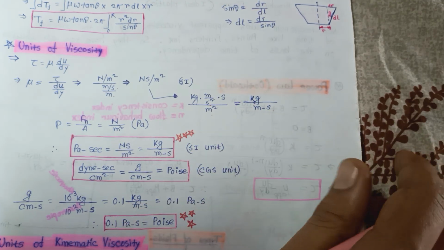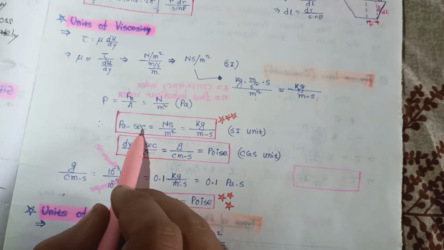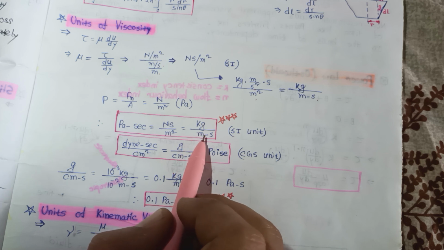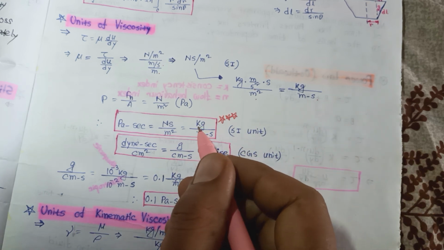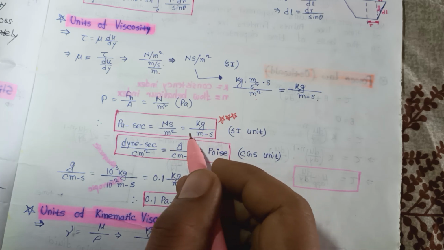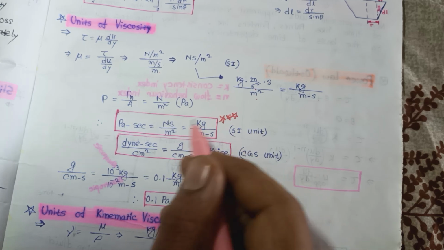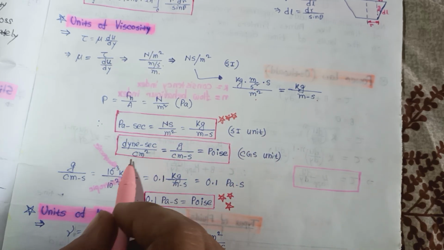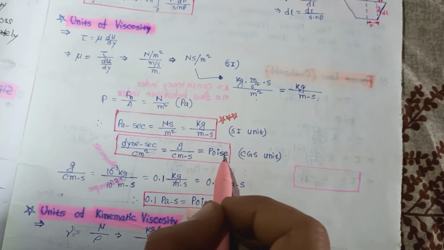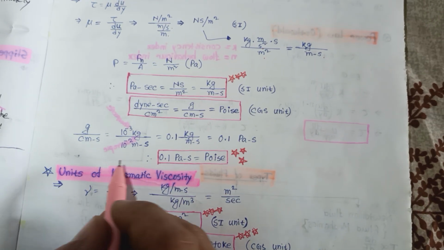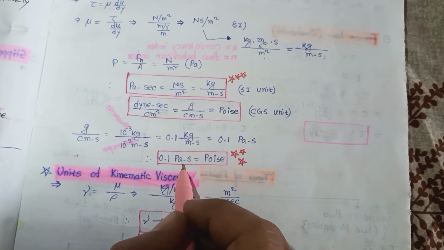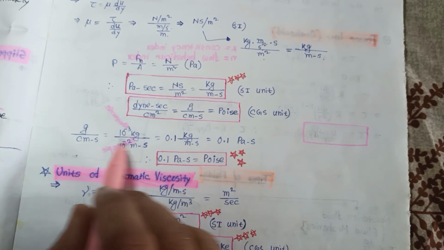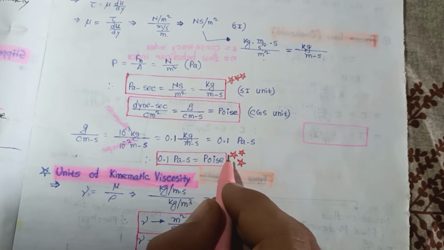This is the SI unit. So you can say Pascal second, or Newton second per meter square, or kg per meter second. This type of question is directly asked in SSC JE exams, and in any easy competitive exam: what is the unit of viscosity? And what is the CGS unit? It is dyne second per centimeter square, or gram per centimeter second. This is poise. The relation between the SI unit and the CGS unit is that 0.1 Pascal second is equal to 1 poise. This is very, very important.